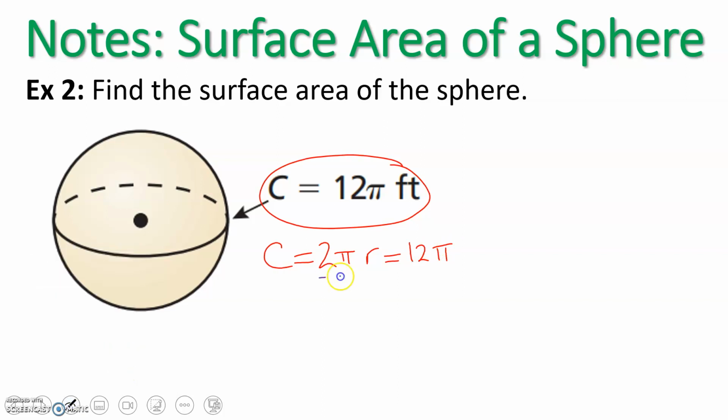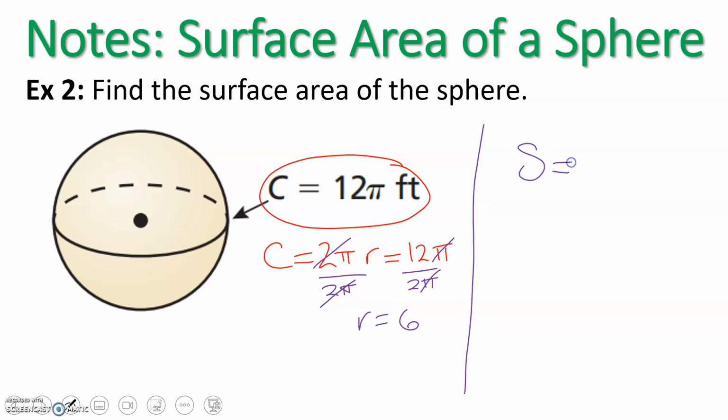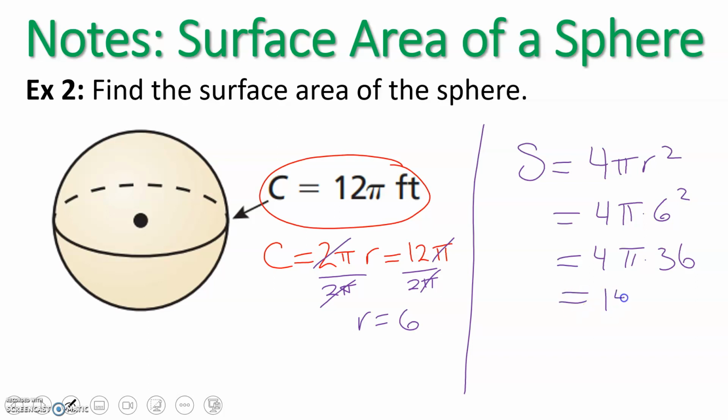Using that, we can divide both sides of this equation by 2 pi, and then that isolates our radius r. Pi's cancel, and 12 divided by 2 is 6. So we know that this sphere has radius 6. We know that surface area is equal to 4 pi r squared, with our radius being 6. So 4 pi times 6 squared, or 4 pi times 36. Then we have 36 times pi, 4 times 30 is 120, and 4 times 6 is 24. So we know we have 144 pi square inches.